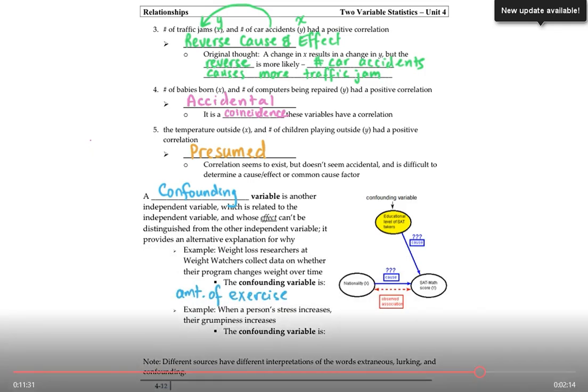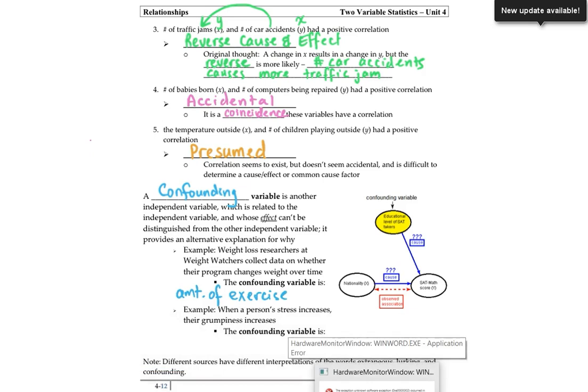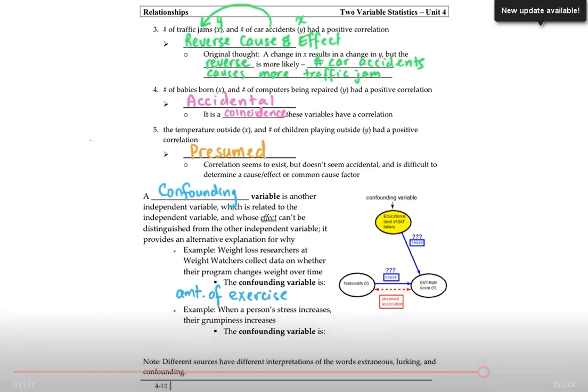Another example is a person's stress level increases, their grumpiness increases. A confounding variable could be the amount of sleep that you get.